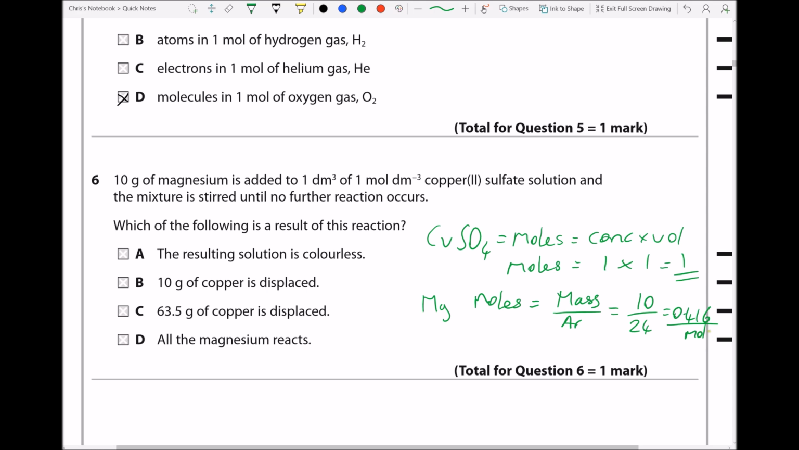All the magnesium reacts, and that would be true because you've got 0.416 moles of magnesium, but you've got 1 mole of copper sulfate. It says the reaction doesn't go any further, so that assumes that obviously we've run out of magnesium. It's all reacted, so that's the answer, which is D.